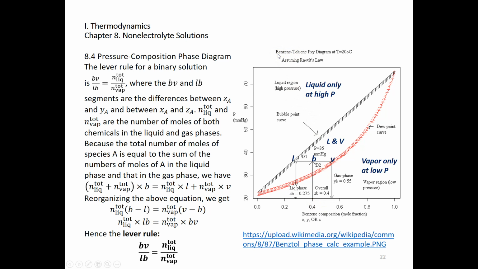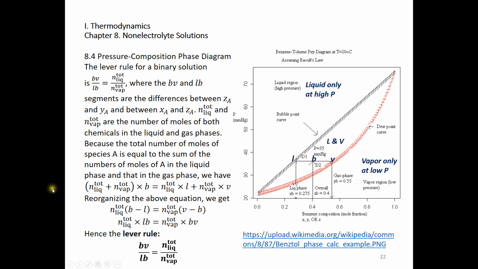Benzene has a lower boiling point and a higher vapor pressure. So therefore, in the gas phase, you will find more benzene than in the liquid phase. That's why in the gas phase, the mole fraction of benzene is higher than the mole fraction of benzene in the liquid phase. B is in the middle.